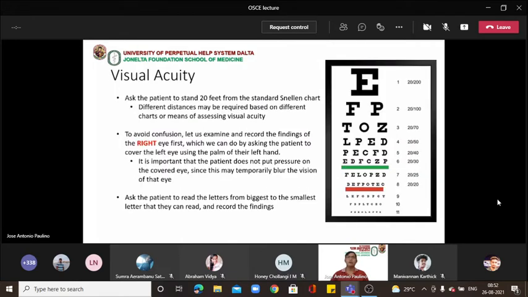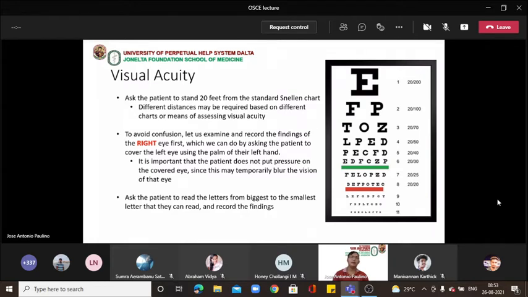Moving forward, the specific test that we are going to do for the OSCE is the Snellen chart. Seen here on the right side is a standard Snellen chart. We ask the patient to stand 20 feet away from the Snellen chart when we are testing them. To avoid confusion, let us always test the right eye first before the left. However, this is not written in any book. I just want everyone to do this so that they will not be confused, because if you have a lot of patients, you might confuse yourself or the person you are reporting to. So let's always take the right eye first before the left.